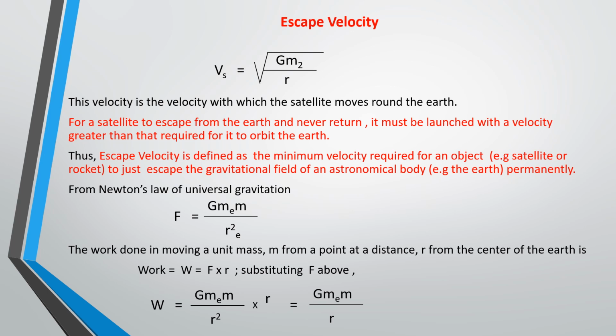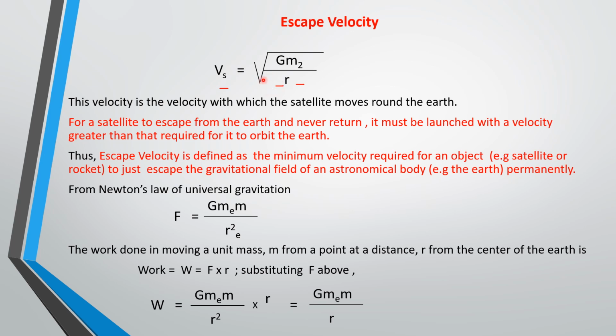Okay, so as I said, this is the velocity of the satellite that is orbiting the Earth. Now, for a satellite to escape from the Earth's gravitational pull and not to return back, that satellite must be launched with a velocity that is greater than that required for it to orbit. So simply put, the escape velocity of a satellite must be higher than this velocity that we got before.